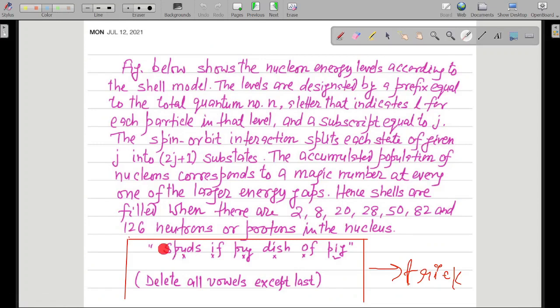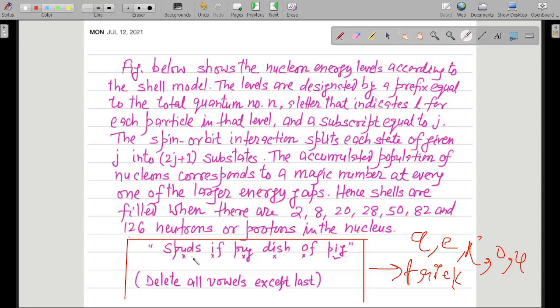Okay, after s there is p. So see, spuds if pig dish of pig. Okay, so remember this, spuds if pig dish of pig. So delete all the vowels over here. What are vowels? Vowels are a, e, i, o and u. So whenever you encounter a vowel over here, just delete that.